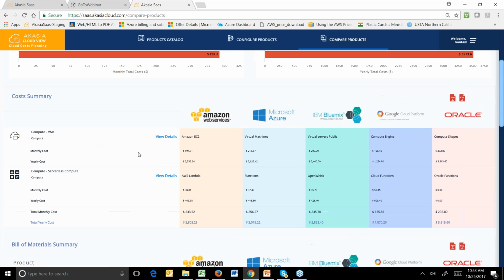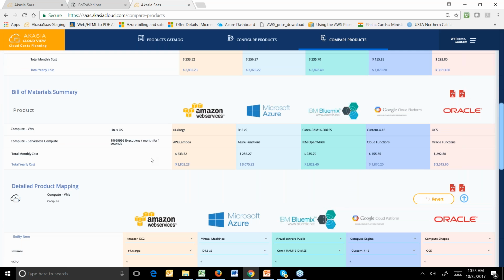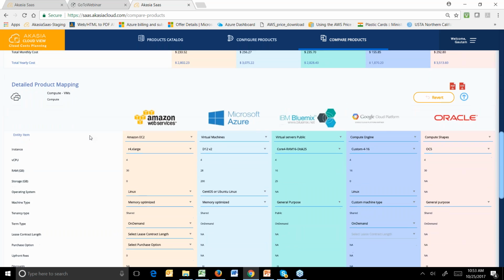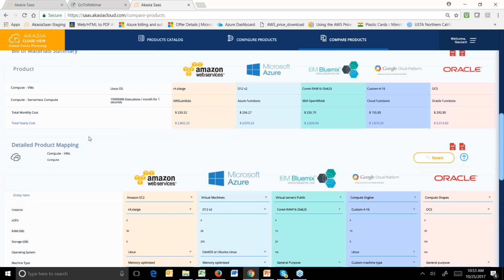All right, so this is the cost summary. This is my bill of material. These are the products that I need, and again, this is the total cost, and you see the cost as well. And now that said, I want to go to detail mapping for those virtual machines.